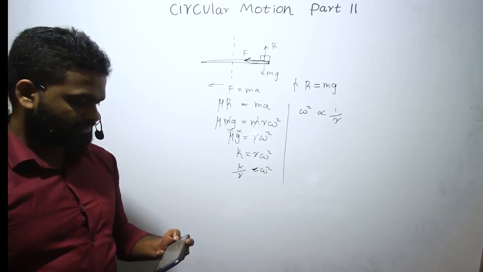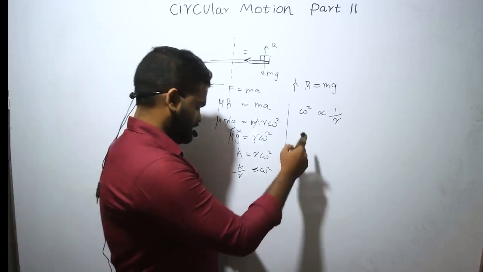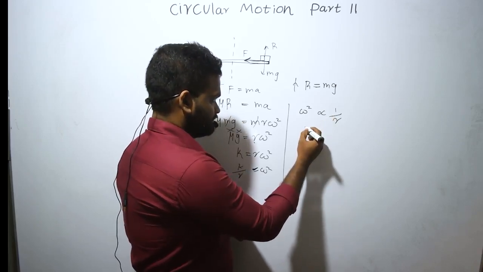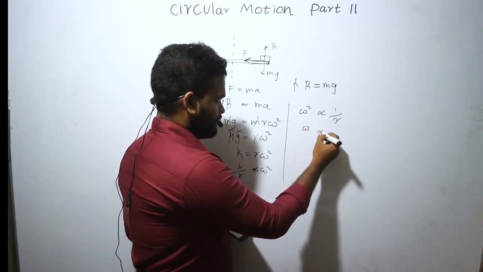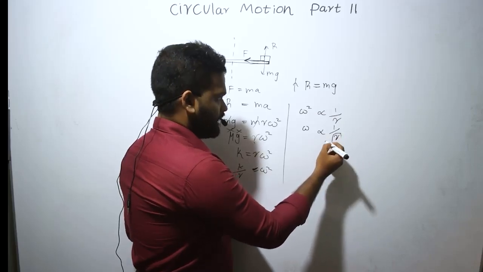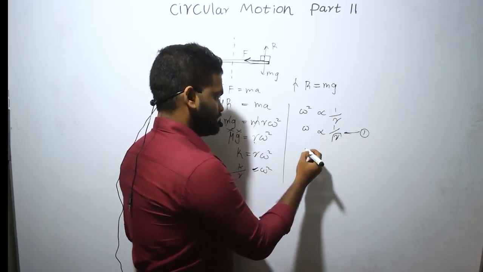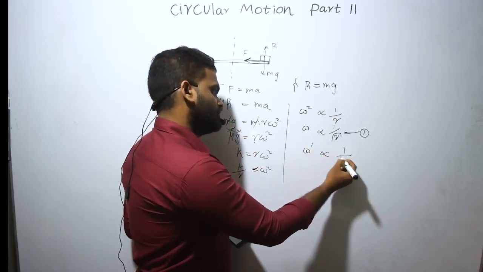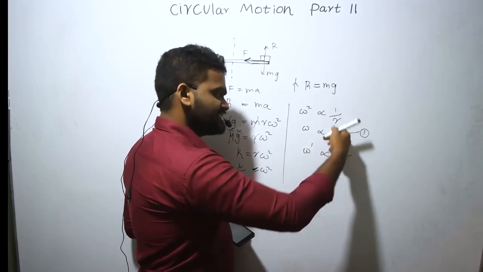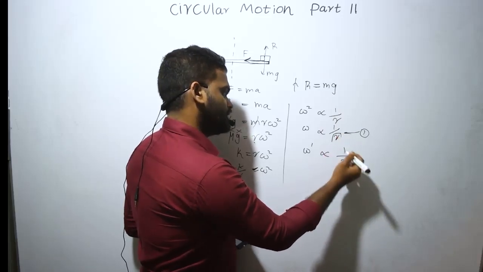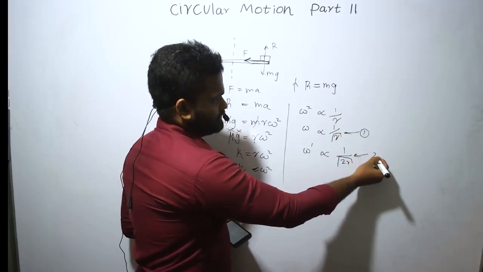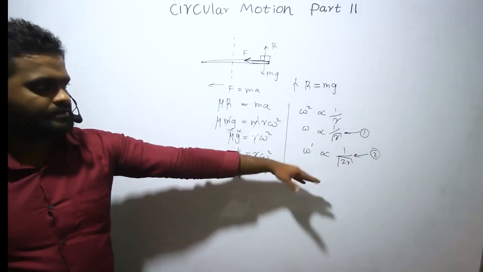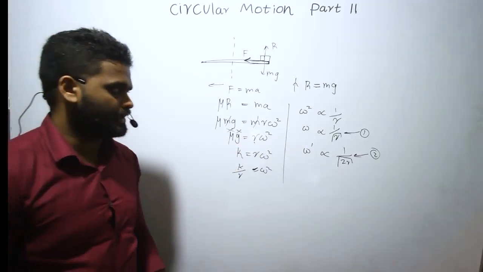So in the first case, they say omega is proportional to 1 over root r, where r is the radius. Let's say this is the first part. Then in the second case, omega dash is proportional to 1 over root of the new radius. Now the radius is doubled, so instead of r, you need to write 2r. This is the second proportionality. Now just divide these and find omega dash. That's all you have to do.